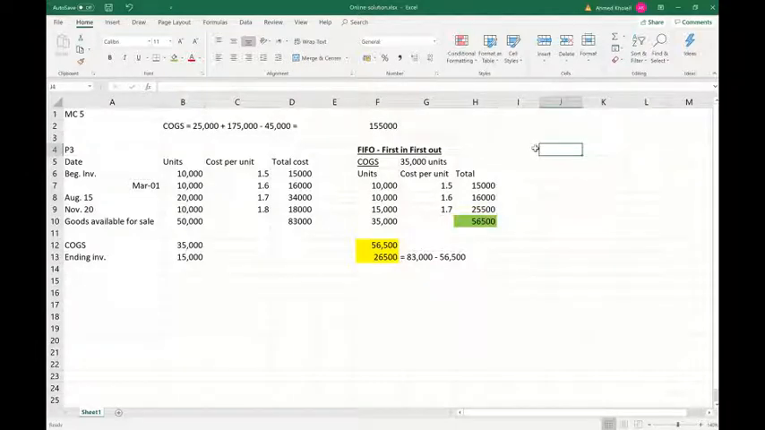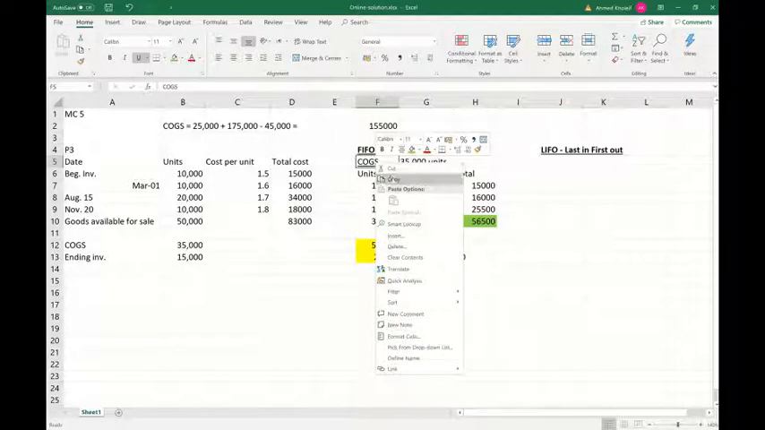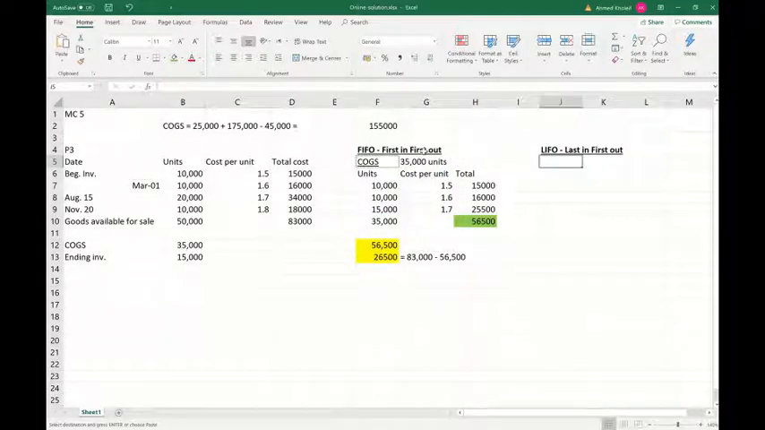So we move now to LIFO, which is last in, first out, which is again last purchase, first sold. Again we are working out the cost of goods sold, which is 35,000 units, and we have the same titles: units, cost per unit, and the total.